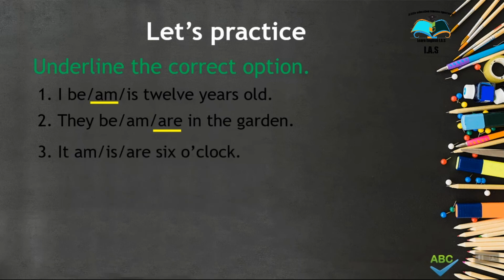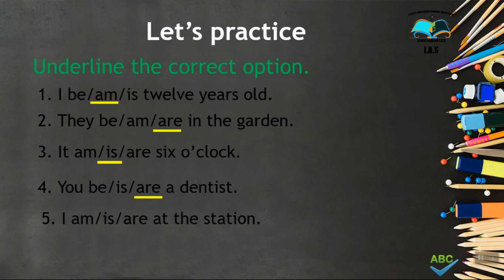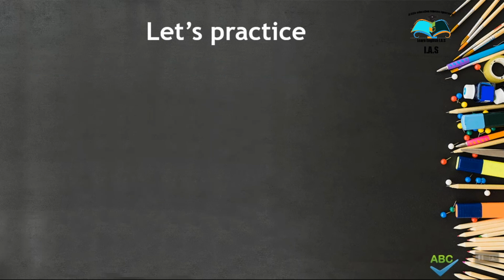Question number 3. For it, which to be verb is the right answer? Am, is, are. Correct. Is is the right answer. It is 6 o'clock. Number 4. For the subject you, which to be verb is the right answer? Am, is, are. Correct. Are is the right answer. You are a dentist. Number 5. For subject I, which one is the right answer? Am, is, or are? Right. Am is the right answer. I am at the station.